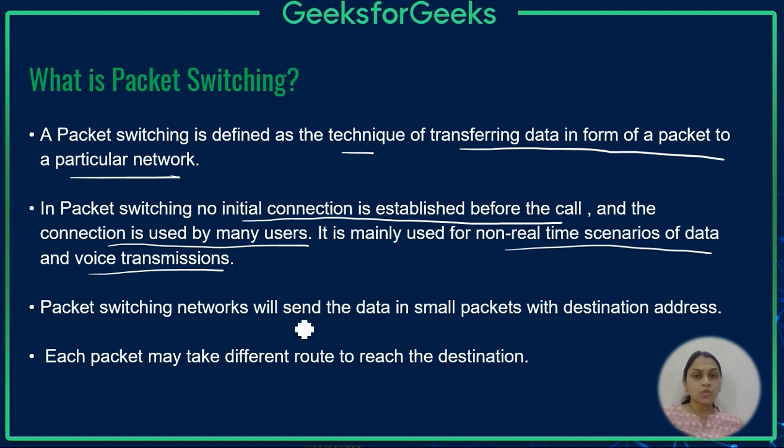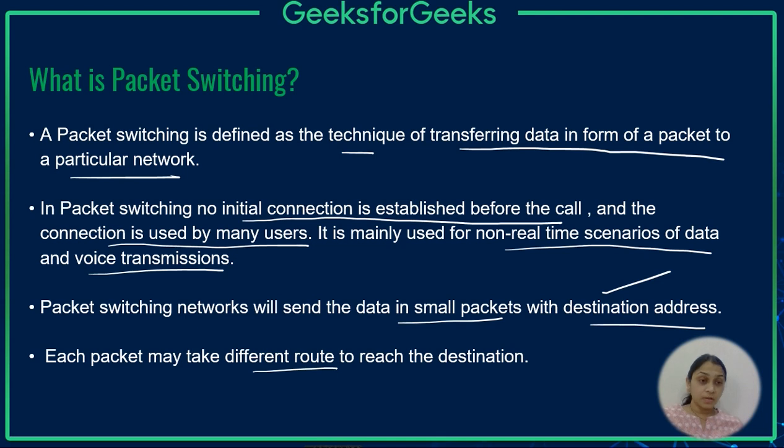A packet switching network will send the data in small packets with the destination address. You may have a doubt: our packets are sent randomly on different channels, so how will the destination receive exactly our packets? Because each packet consists of a destination address. By seeing that destination address, it will reach the destination. Each packet may take a different route to reach the destination.